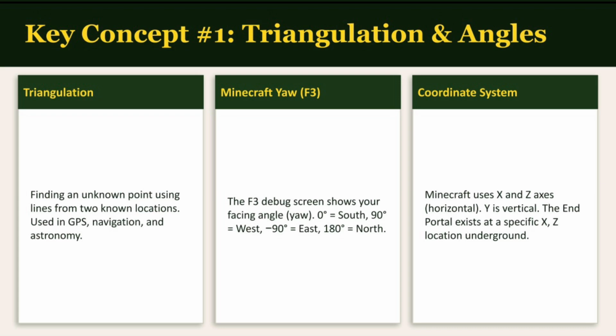Minecraft YAW (F3). Using the F3 button shows what angle you're facing, and in Minecraft they labeled this as YAW. So for the numbers, 0 degrees will be south, 90 degrees will be west, -90 will be east, and 180 will be north. Coordinate system: Minecraft uses X and Z axes. This is the horizontal axis. Y is vertical, but we don't really need this for the main formulas. The end portal exists at a specific XZ location underground.